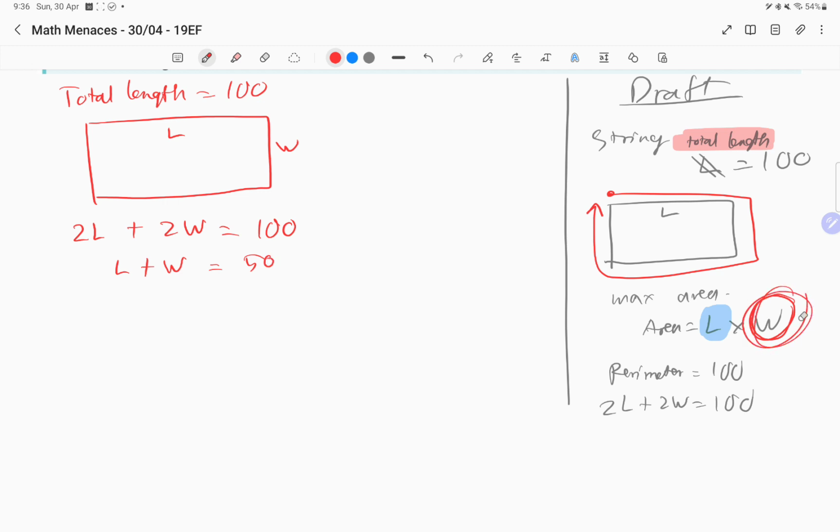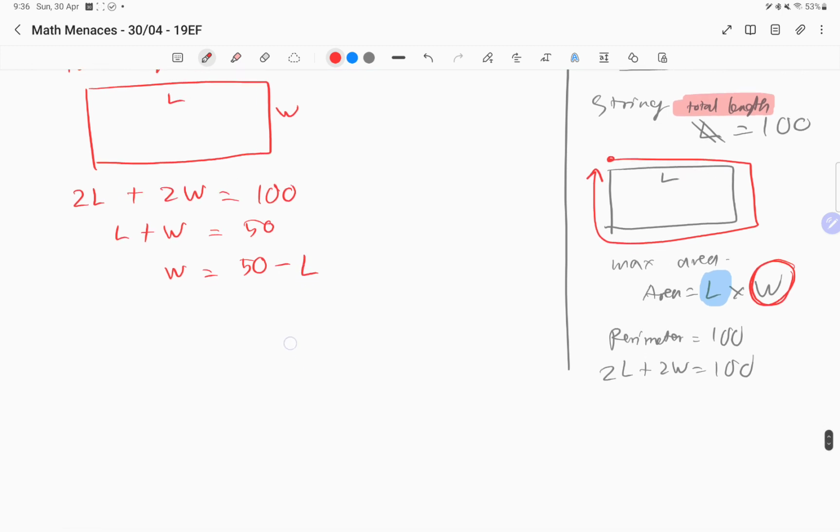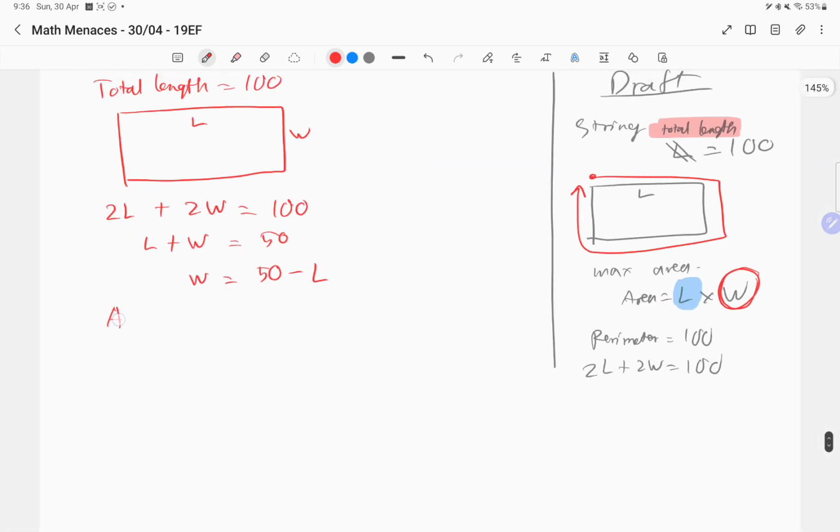My plan is to make W, the width, the subject, so that we just solve for the length, for example. So width is 50 minus length. It doesn't matter, you can make length the subject either way. Then I would have area equals length times width, which means it is length times 50 minus the length. So area equals 50L minus L squared. Does it make sense so far?